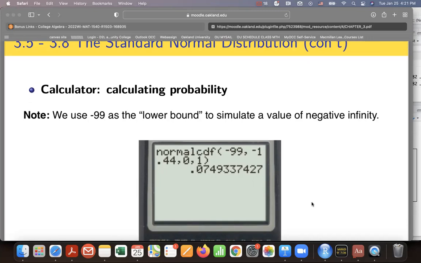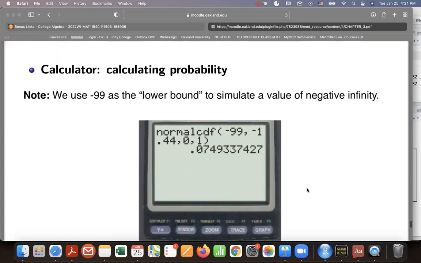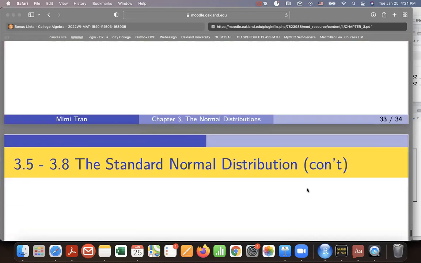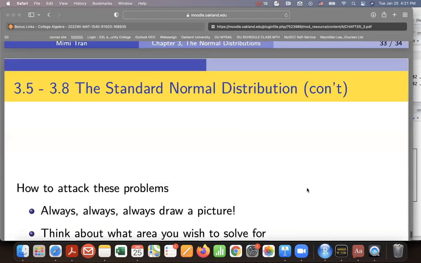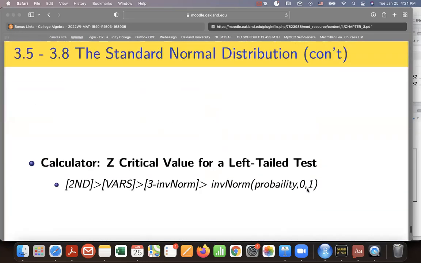Okay, so that's how, but yeah, the calculator doesn't do a lot. You have to calculate your z-score on your own, and then instead of looking up the table, you can do it on your calculator. Now, from probability to z-score. Those are the only two things the calculator does.